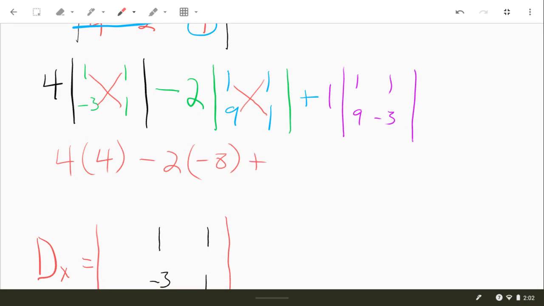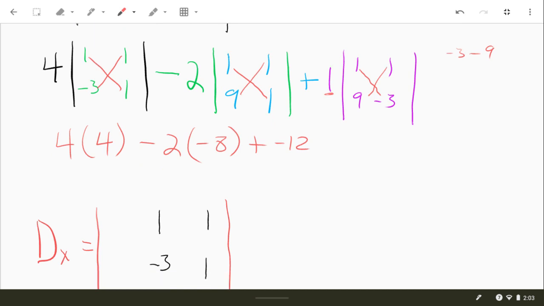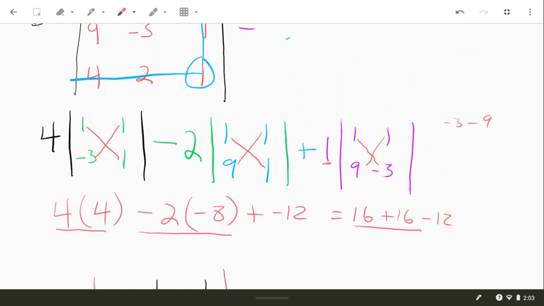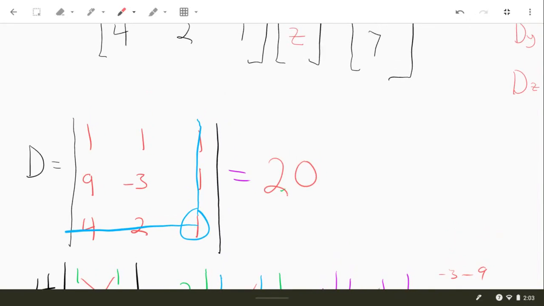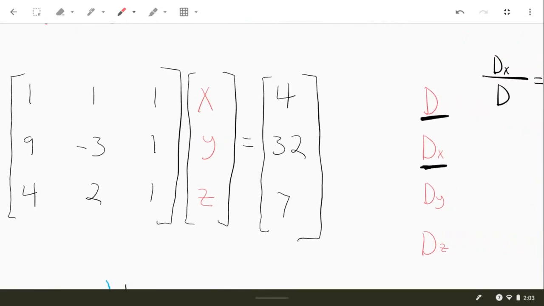All right, plus, and there's a 1 here, so I don't even have to write it. Let's see here. 1 times -3 is -3, and then minus 9. So that gives us plus -12. Work this out here. We're going to get 16 plus 16, because you got the double negatives, and then minus 12. So 32 minus 12 is equal to 20. All right, that was our original determinant, equal to 20.